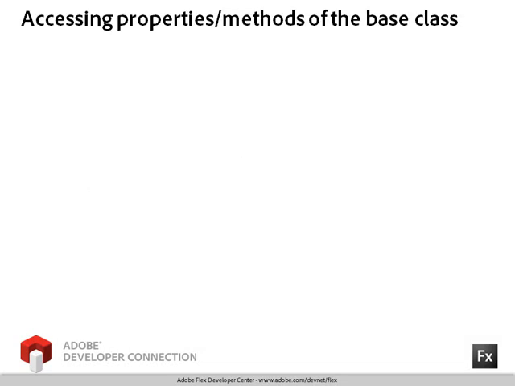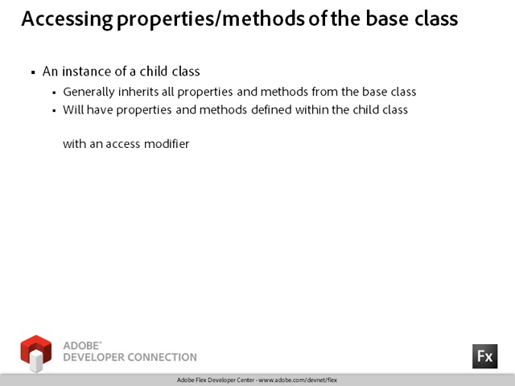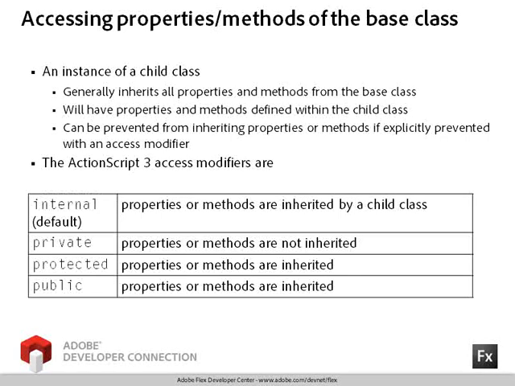When you create an instance of one of the child classes, it has access to both the properties and methods from the base class, as well as properties and methods defined within the child class itself. You can, however, prevent instances of a child class from inheriting properties and methods by explicitly defining access modifiers on the class members. In ActionScript 3, the access modifiers are internal, private, protected, and public.